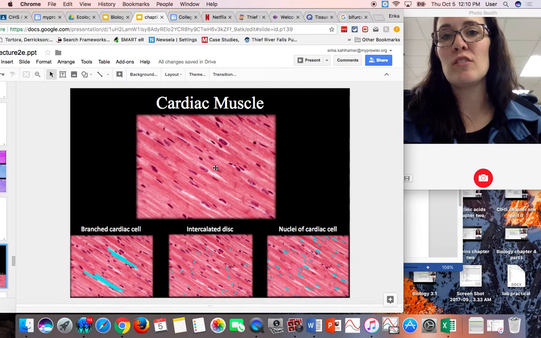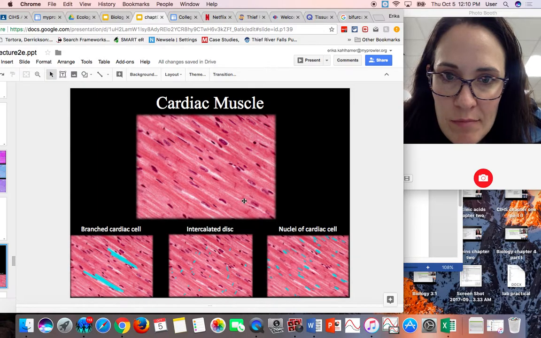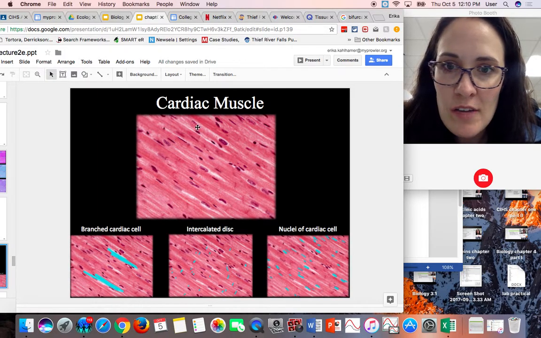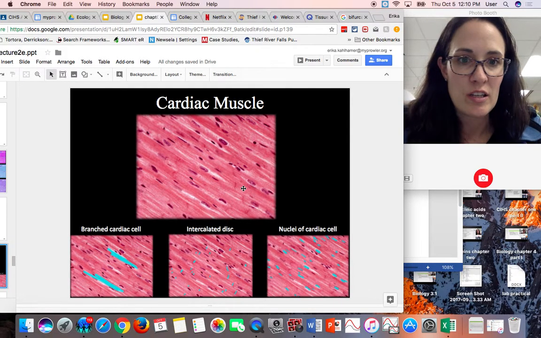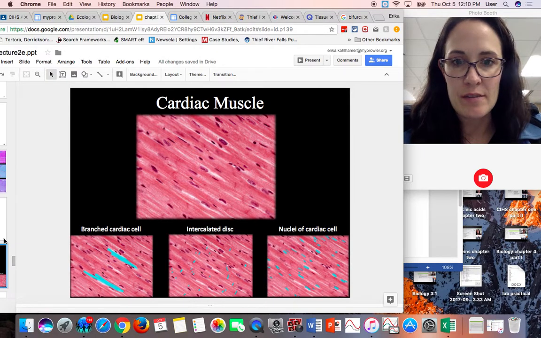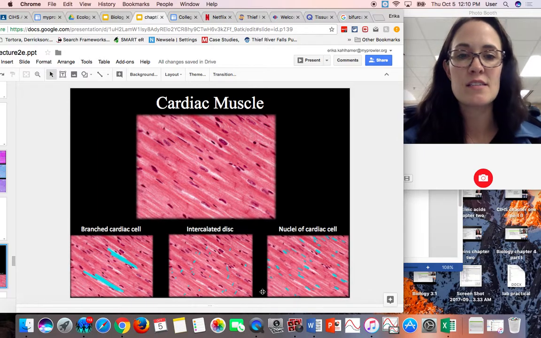Here's what cardiac muscle looks like underneath a microscope. These darker pink bands that I'm cursoring over right now are the intercalated discs. The purple are the nuclei, and it is striped, although you can't see it clearly from this image. And then it shows you here the intercalated discs in green and the nuclei.